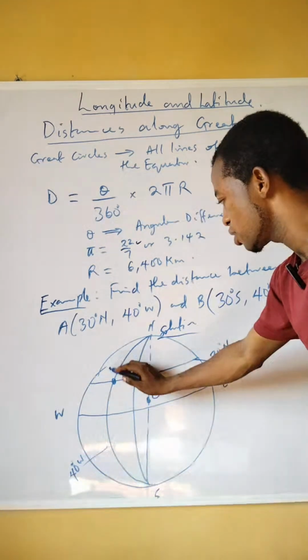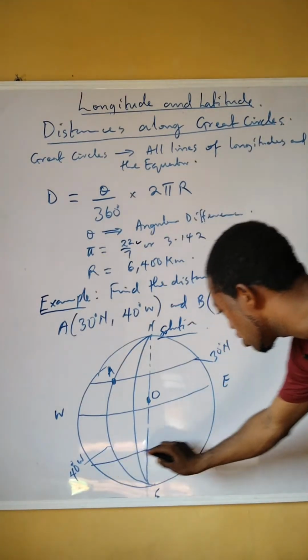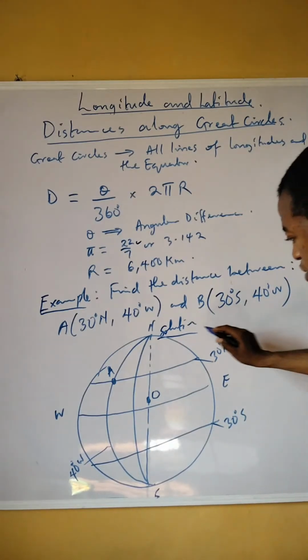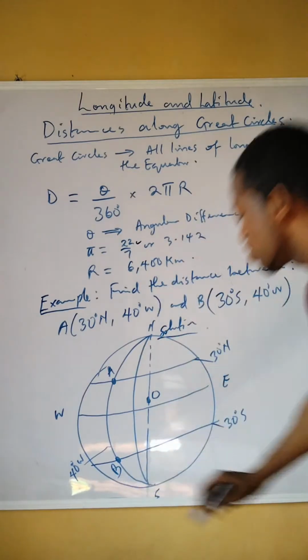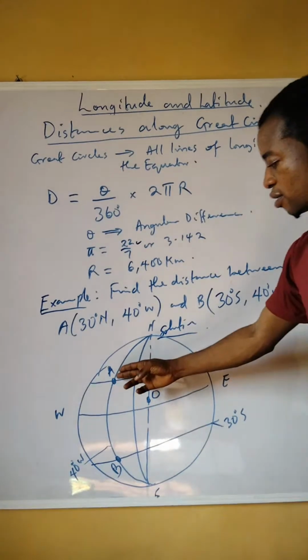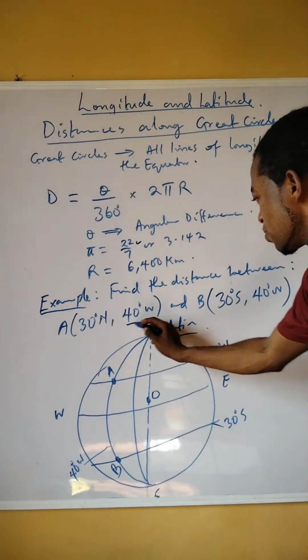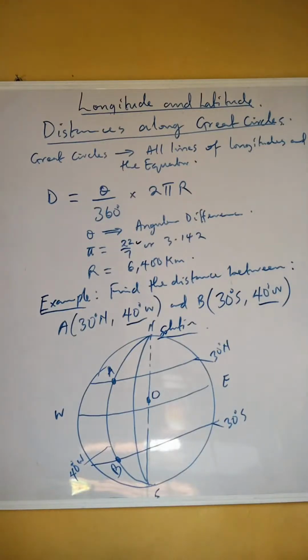So we can call this our point A. Then point B, we have 30 degrees south, and 40 degrees west also. So here we have our point B. That implies that A and B are on the same longitude. And that's why we call it distance along great circle. Whenever we have distance along the same longitude, it's the same thing as distance along great circle.